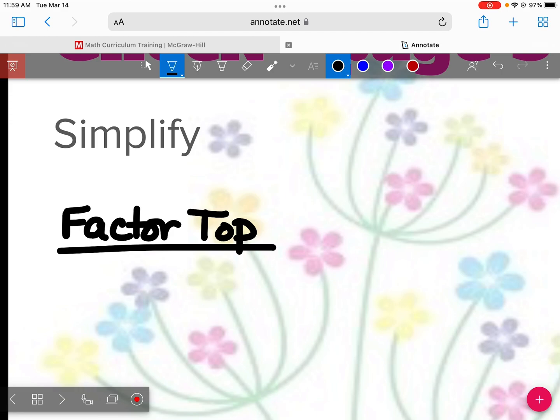Nope, can't leave it like that. You have to factor it. Look at example B from yesterday, page 3. It's always what's on the bottom.